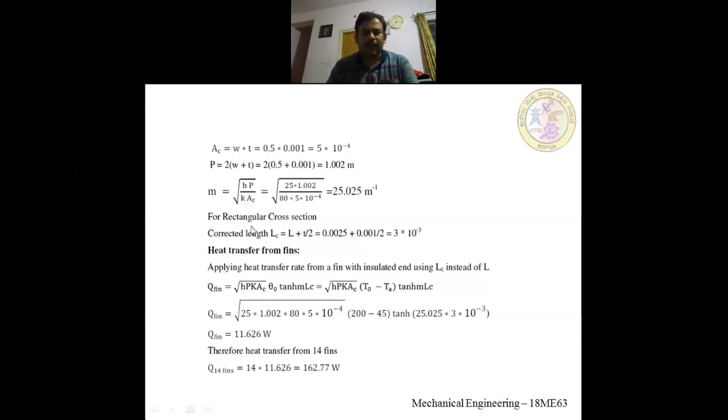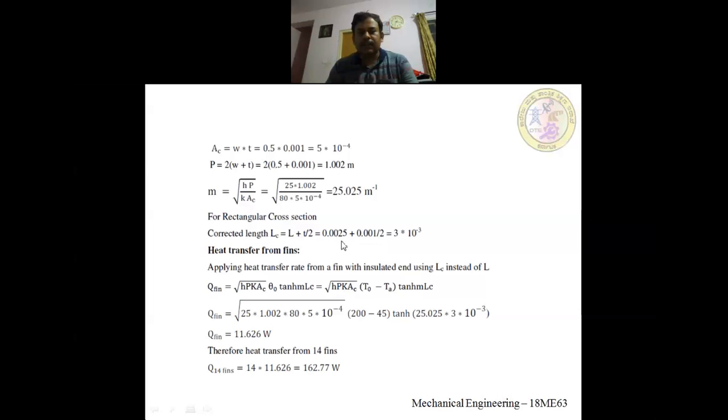Next, for rectangular cross section, I have used corrected length. As I told you, for a fin losing heat at its tip by convection, you are going to use the formula for heat transfer of an insulated fin, and you are going to use corrected length. For a rectangular cross section, corrected length will be length plus thickness divided by 2.